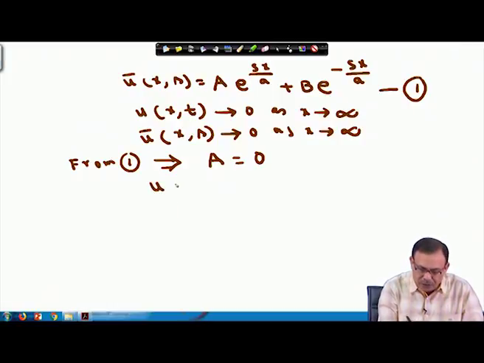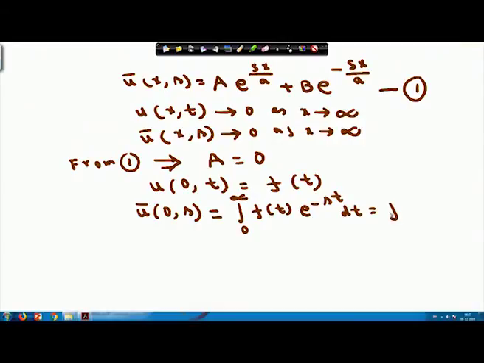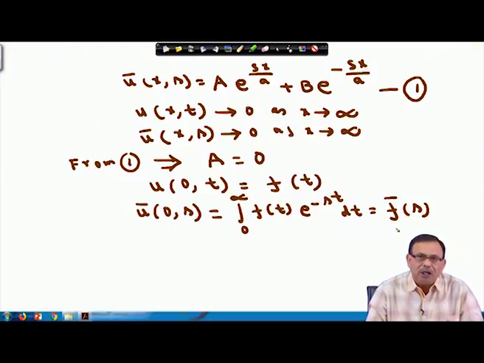The second condition given to us is u 0 t equals f t. So, if I take the Laplace transform on both sides with respect to t, then I will obtain on the left hand side u bar 0 s. This equals the Laplace transform of f t, which is nothing but integral 0 to infinity f t into e power minus s t dt, and I can denote it as f bar s, where f bar s is the Laplace transform of the function f t. This value I cannot evaluate, since the function f t is not known to us. Now, substitute this again in equation 1, u bar x s equals a into this plus b into this.